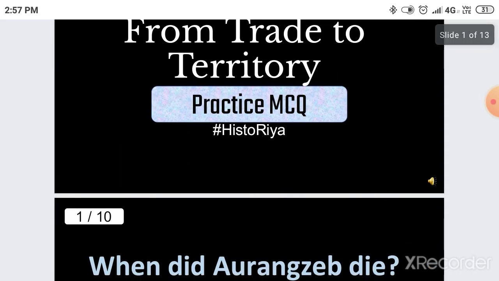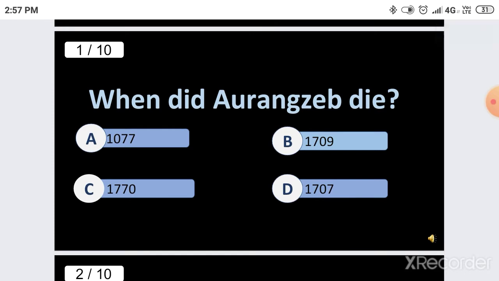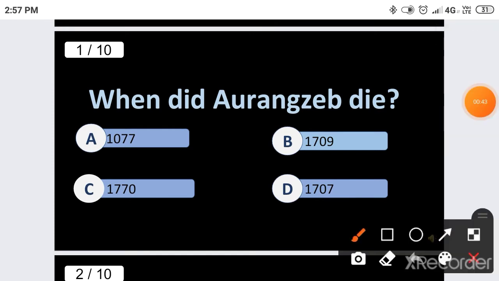Okay, so let's begin. The first question is: when did Aurangzeb die? Remember what we have learned. There are so many confusing options such as 1077, 1709. They all look quite similar, but the correct answer is option 1707. These all are wrong ones, not the correct answer.